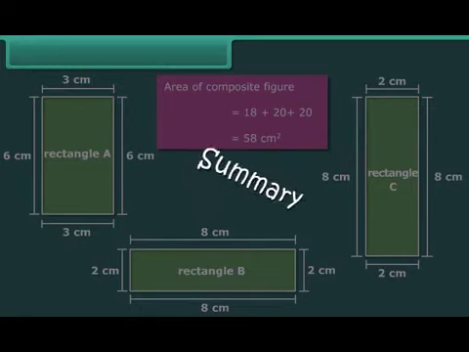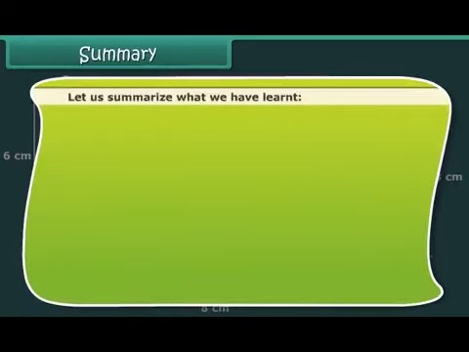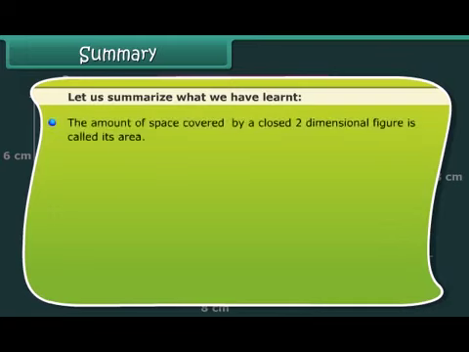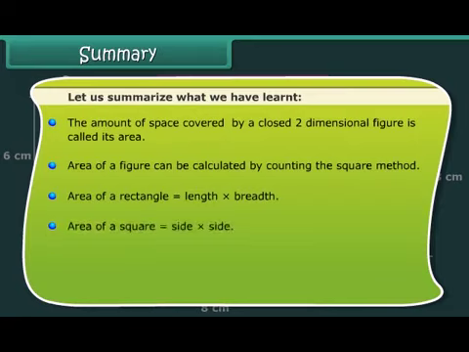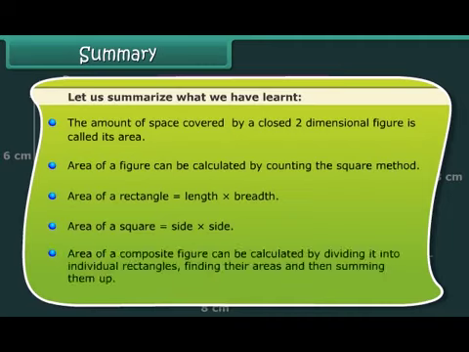Summary. Let us summarize what we have learned. The amount of space covered by a closed two-dimensional figure is called its area. The area of a figure can be calculated by the counting the square method. The area of a rectangle is equal to length into breadth. The area of a square is equal to side into side. The area of a composite figure can be calculated by dividing it into individual rectangles, finding their areas, and then summing them up.